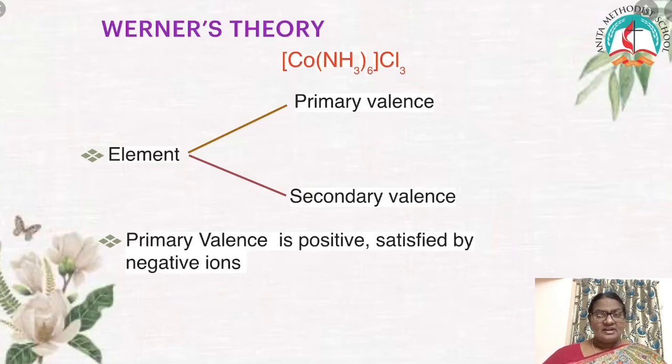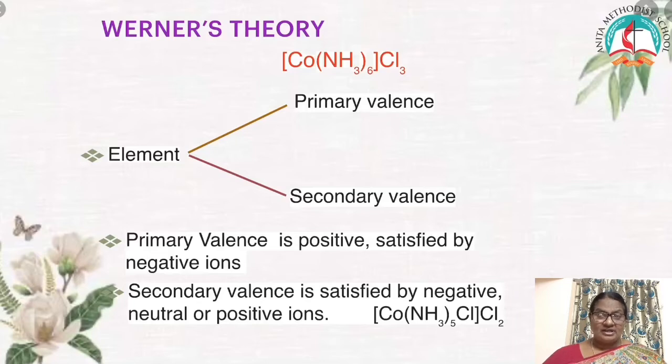Then the secondary valency is satisfied by negative or neutral ions. What is secondary valency? The six ammine is called the secondary valency. The secondary valency corresponds to the coordination number that can be satisfied by negative, neutral or positive. In this case, the six ammine are neutral in nature. But when I look at this complex, there are only 5 ammine but 1 chlorine. So 5 ammine are neutral but 1 chlorine is negative. So the secondary valency can be satisfied by neutral, negative or even positive. Very rarely we have positive ligands.